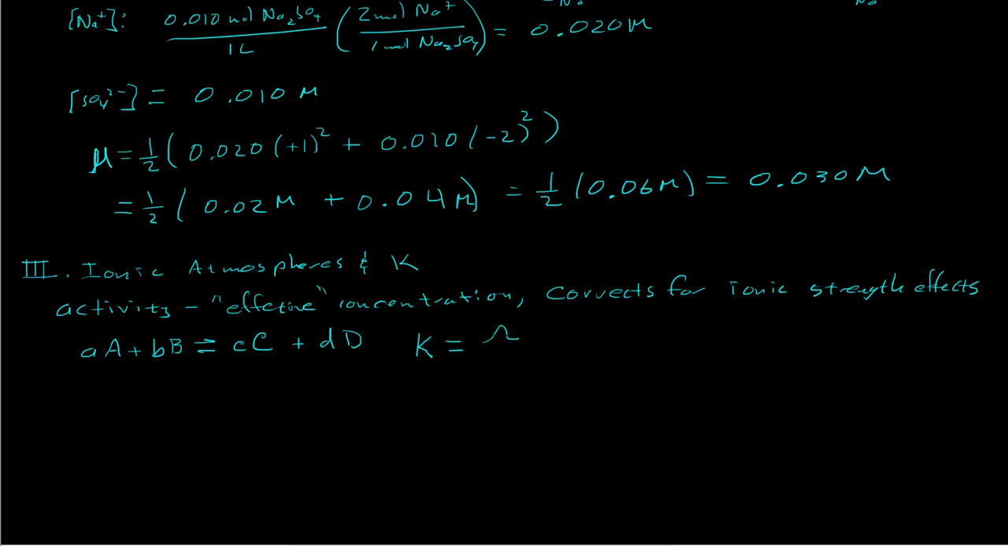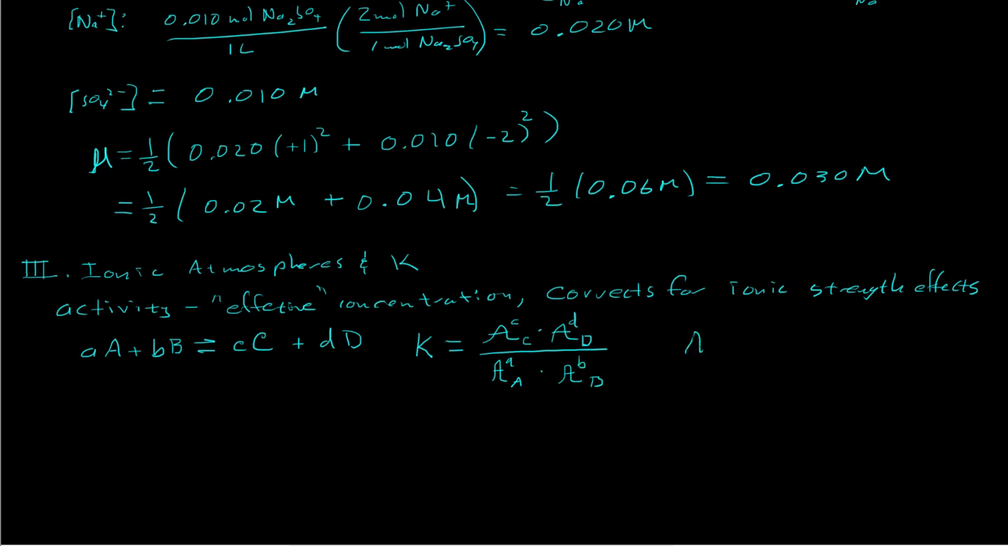And so everywhere we would before write concentrations, now we're going to write activities. And so we're going to represent activity by this curly A here. And so products over reactants, we still have the activity of species C raised to the little c power times the activity of species D raised to the little d power. Products over reactants, so we do the same thing with our reactants, the activity of species A raised to the little a power times the activity of species B raised to the little b power.